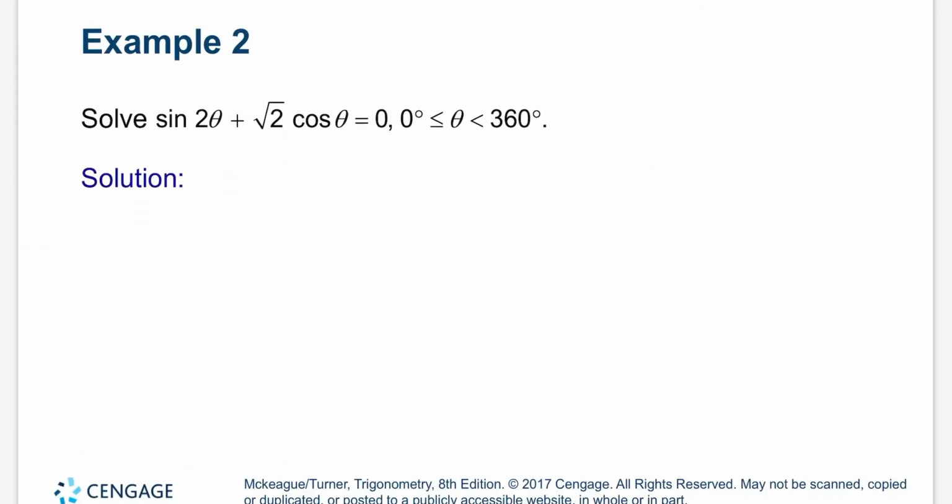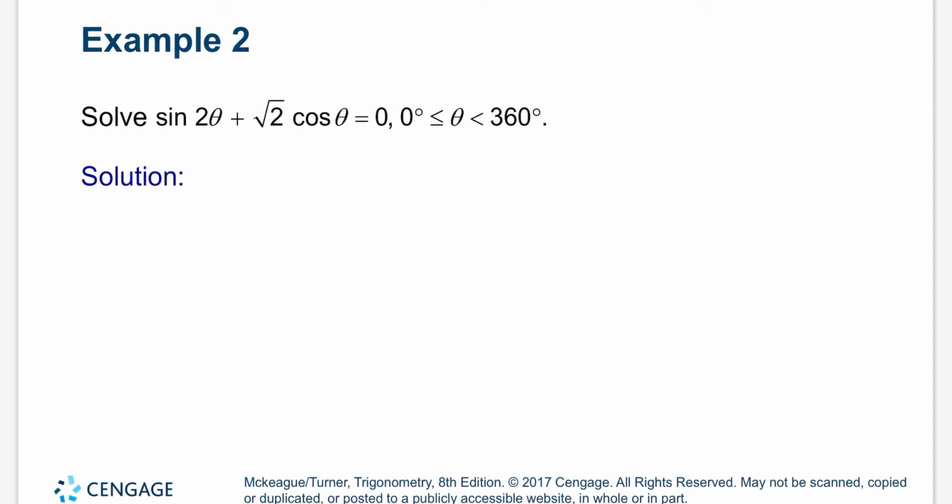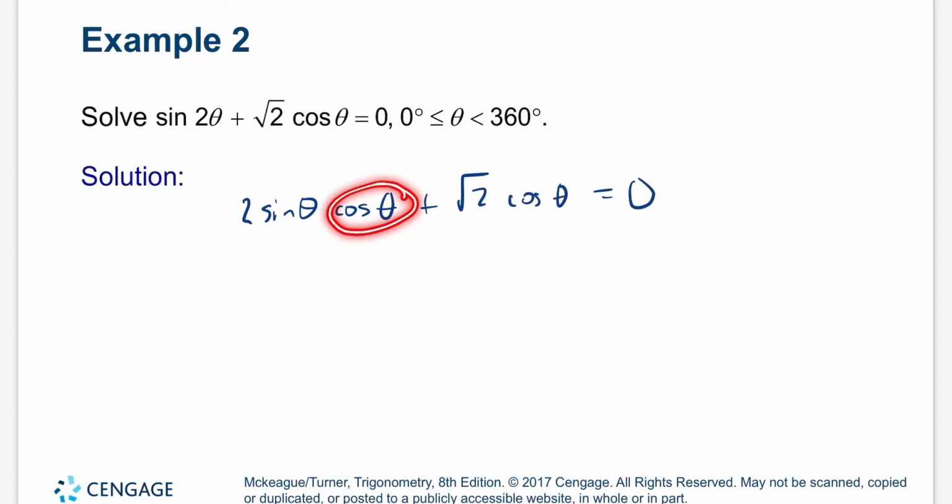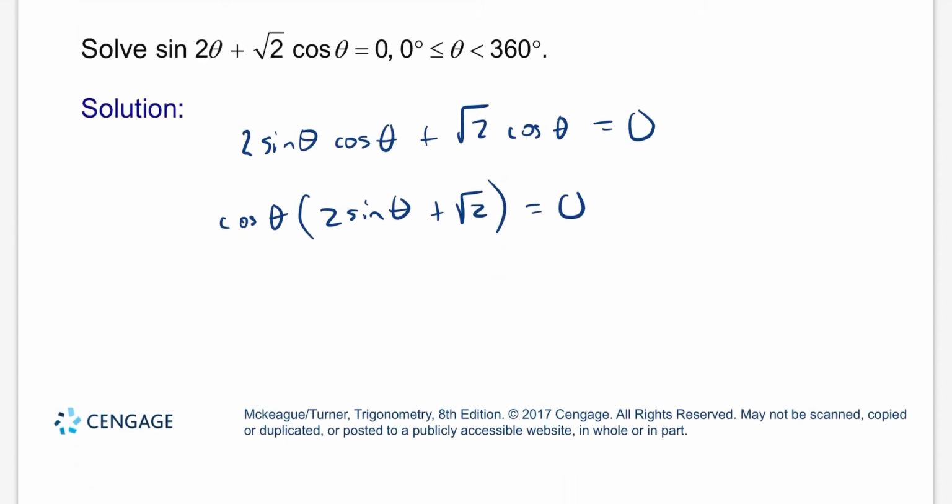For the next example, this one is a little bit more challenging because you have sine and cosine. And in order to get everything in terms of cosine, you would have to rewrite this in terms of its double angle formula, which is 2 sine theta cosine theta, plus radical 2 cosine theta equals 0. Then notice that there's a common factor of cosine, so we can factor out a cosine. Get 2 sine theta plus radical 2 equals 0.